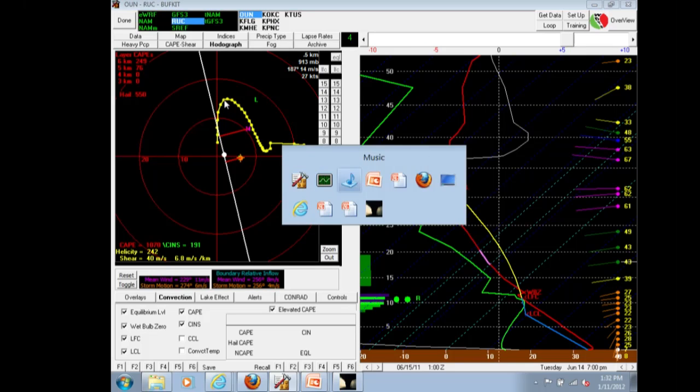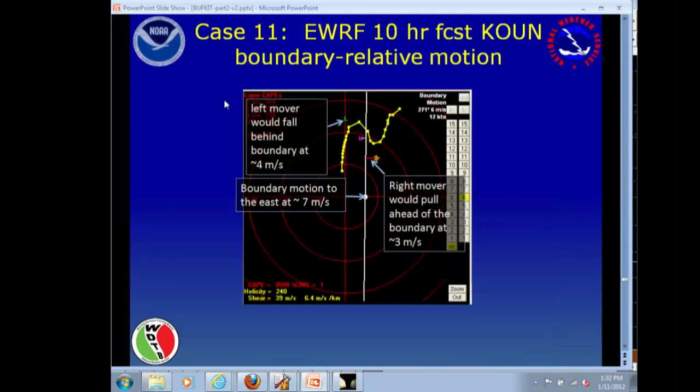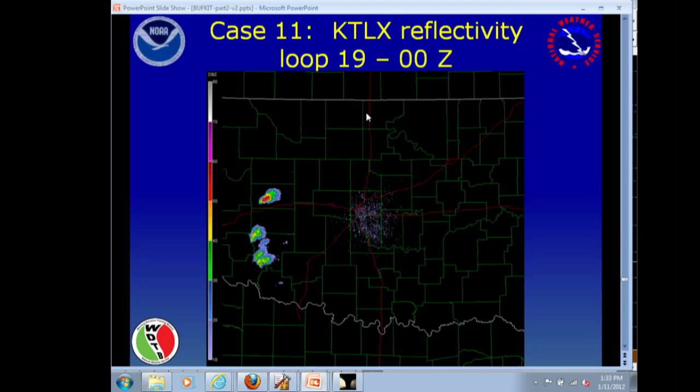So let me visualize that for you some further. Here we go. This is the boundary on May 24th. It's moving to the east, roughly about 5 meters per second. The right mover is actually going to pull out ahead. The left mover is supposed to pull behind it and miss whatever storm is up here. Let's see what happens.